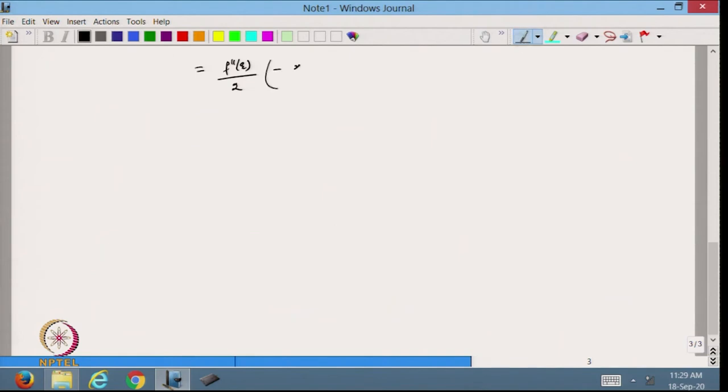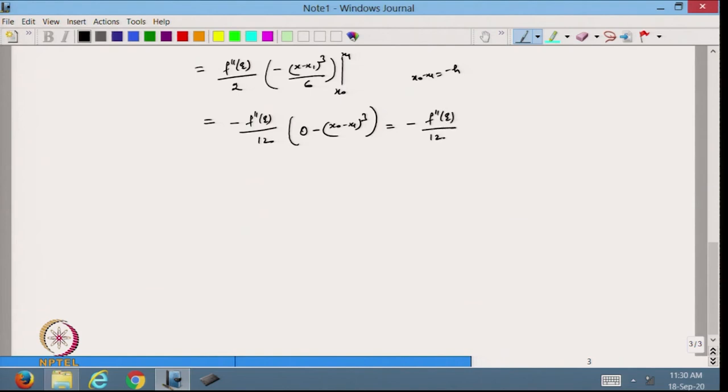So from here this will be minus x minus x 1 cube by 6, and then putting x 0 and x 1. When I put the value x 1 here, it will be 0 and x 0 will be h with the negative sign. So this will be 12. So I can write this one as minus f double dash xi over 12, and this is 0 minus x naught minus x 1 cube. So this is the integration. Now x naught minus x 1 is minus h, so this is minus h cube. So the minus sign will come out. So this is equal to minus f double dash xi into h cube. So I get this value.